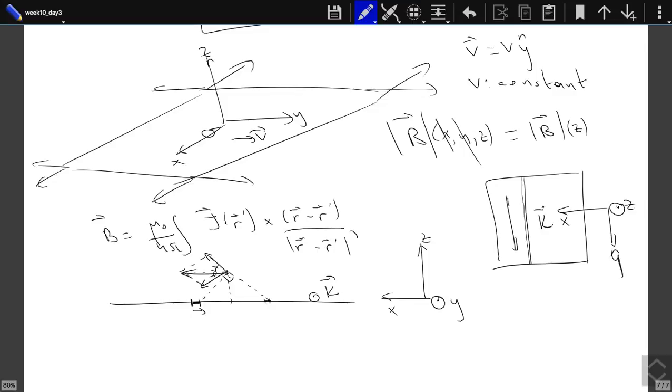This is my K. I am taking this length as my L, which is perpendicular to K. I'm not considering a segment of the wire. I'm taking the cross section of that wire. Since this is just a plane, the cross section of this very narrow strip is a line segment of length L.